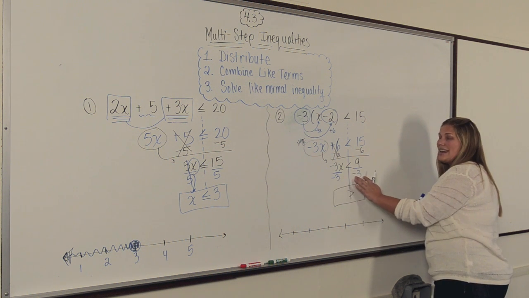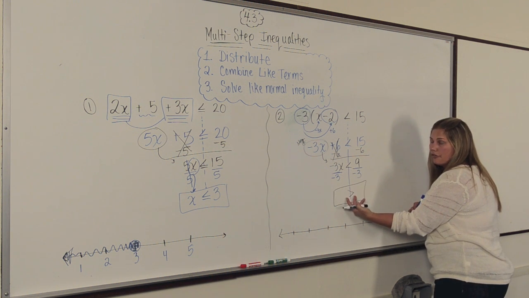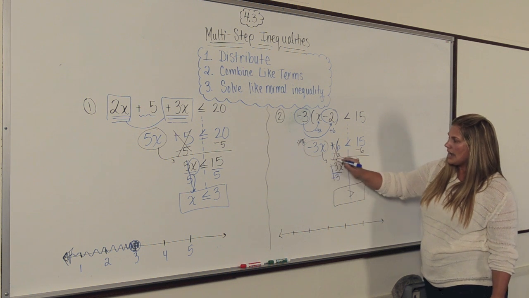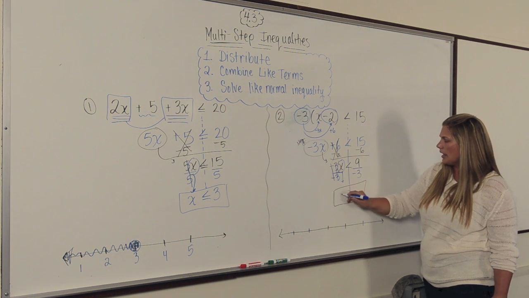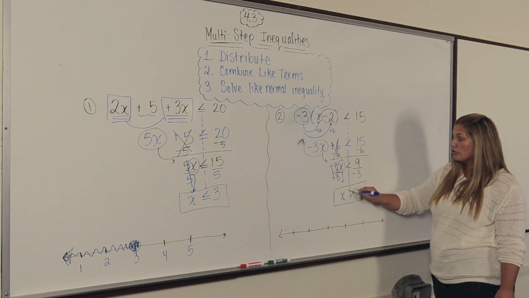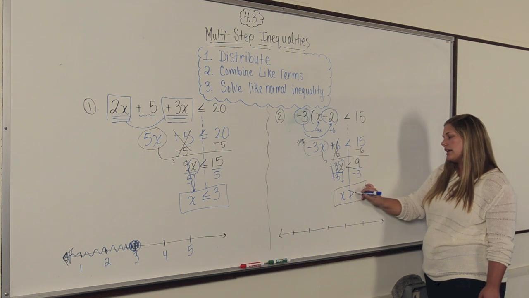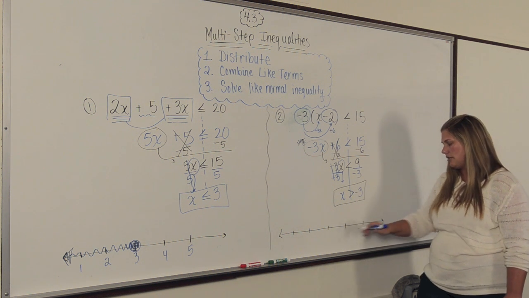Dividing or multiplying by a negative on both sides is where we're going to flip that sign. The negatives and the 3's can cancel out, so I'm left with x is greater than 9 divided by negative 3, which is negative 3.